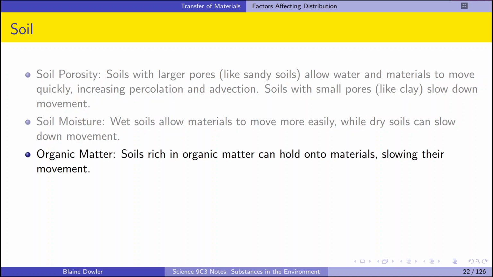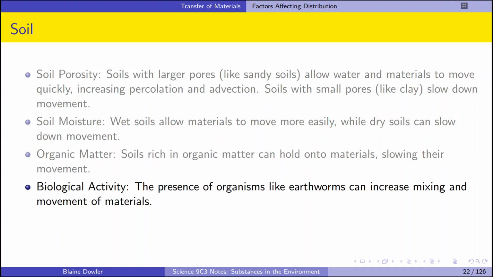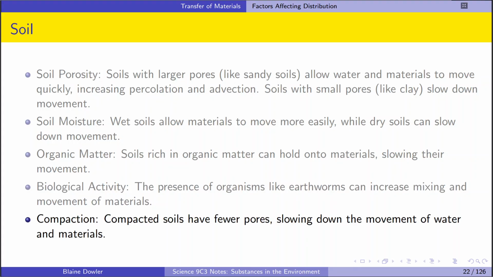Organic matter. Soils rich in organic matter can hold on to materials, slowing their movement. Biological activity. The presence of organisms like earthworms can increase mixing and movement of materials. Compaction. Compacted soils, or soils that have been stomped on to squeeze the air out, have fewer pores, slowing down the movement of water and materials.